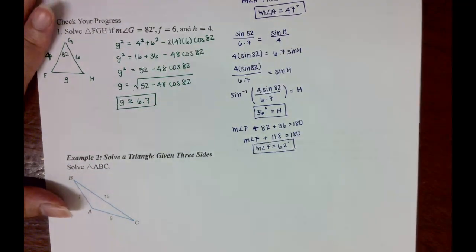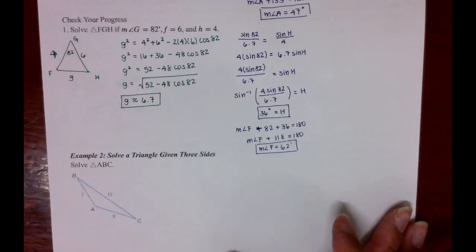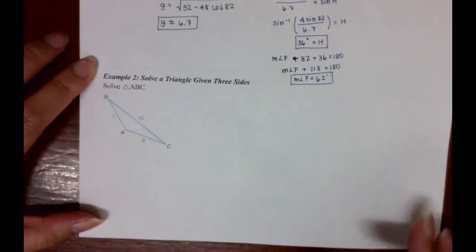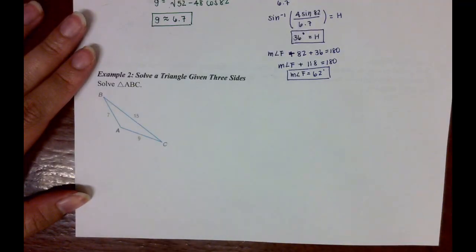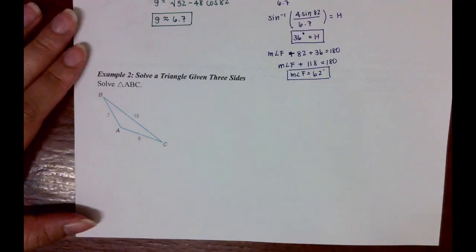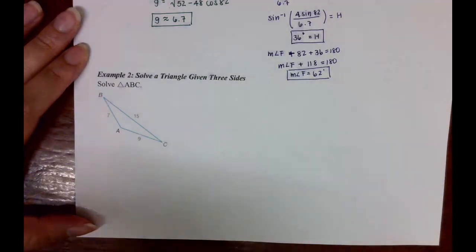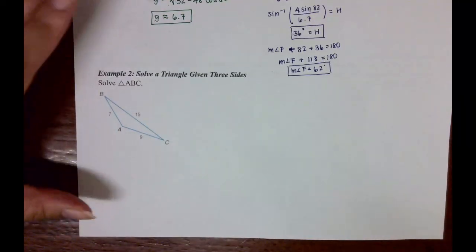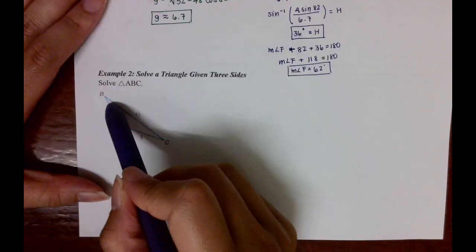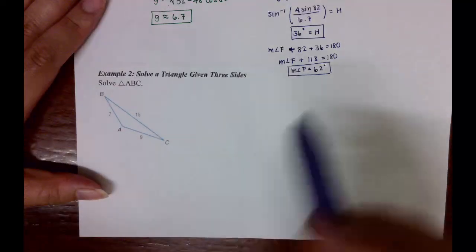Okay. So, example 2, this time we're not given any angles at all. So what we're going to do is we're going to solve for an angle. It doesn't matter which one you want to do. The book decided to do A first. That's fine. We can do A first. But whether you chose to do angle B or angle C, it does not matter.